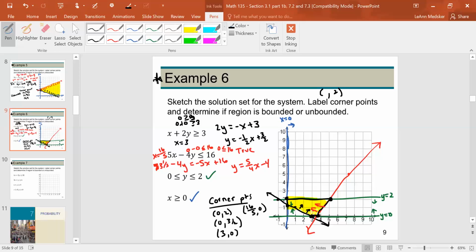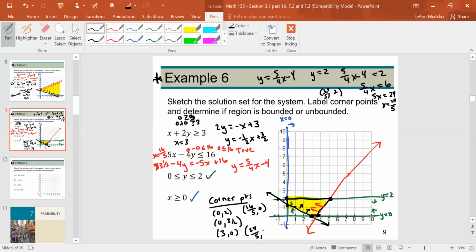But we need to look at our y equals 5/4 x minus 4, because that was our red line, which is the one intersecting this green line. And we had the equation y equals 2. Set those equal to each other and you'll know what x value that ordered pair is at. So we would add over the 4 and get 6, times both sides by 4, and that would then be 24 over 5. So it is not quite 5, even though my graph looks like it is. So the other corner point is 24 over 5, comma 2.